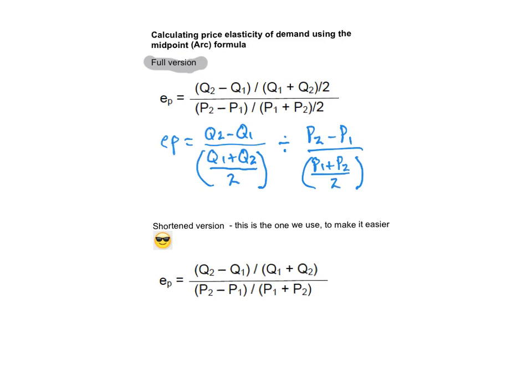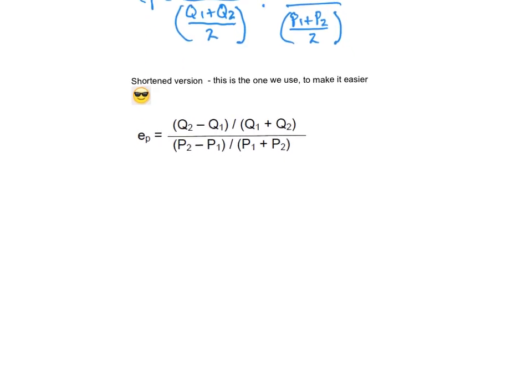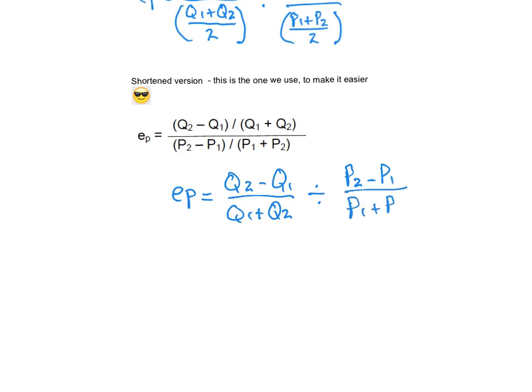Now there's a shorter version of this where we simply ignore the divide by 2 part. As you can see, this is the version that is preferred by economists such as Ray Charles. So let's take a look at writing this down. So what we have is the following. Quantity 2 minus quantity 1 divided by quantity 1 plus quantity 2, and then that is divided by price 2 minus price 1, which is divided by price 1 plus price 2.